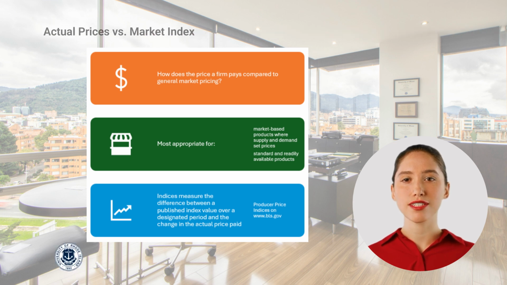Another approach compares the price paid by the firm with general market pricing. This approach works best for standardized products whose prices are largely determined by supply and demand. Organizations often use published price indices, such as the Producer Price Index, to track market price trends and compare them with the firm's actual purchasing prices.